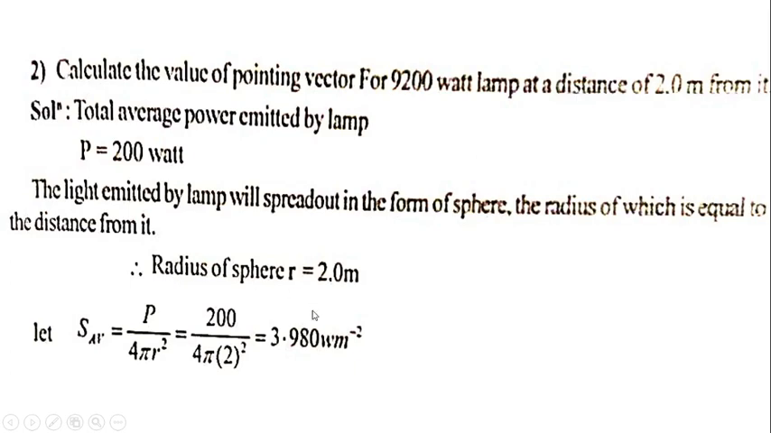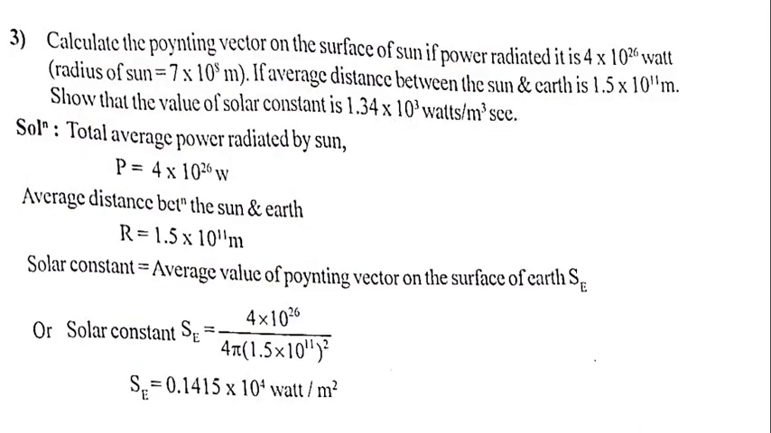Therefore radius of sphere equal to R equal to 2.0 meter. So let Poynting vector S average equal to P upon 4 pi R square. So that is equal to 200 upon 4 pi 2 square equal to 3.980 watt per meter square.